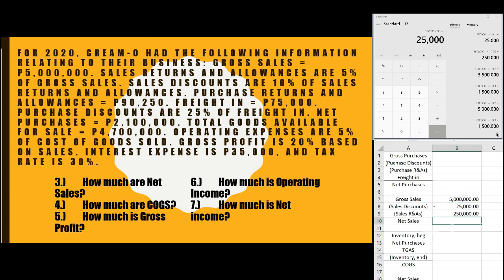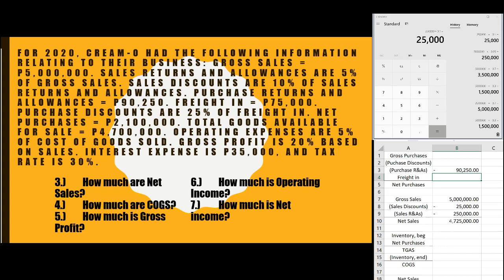Okay? Based on this given, mahahanap na natin ang ating net sales. We have to simply add these three. Okay? So ito na ang magiging net sales natin. Okay? Tuloy tayo. Nasaan na tayo? Ayan. Purchase returns and allowances equals 90,250. So, very straightforward. Lagay natin yan dyan. Negative.